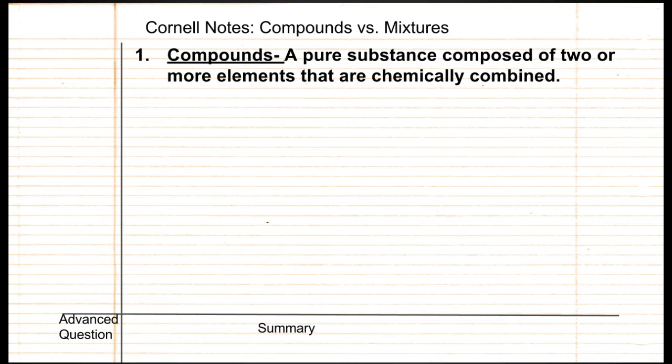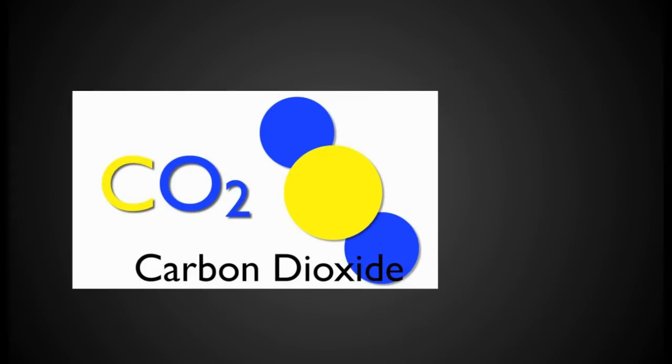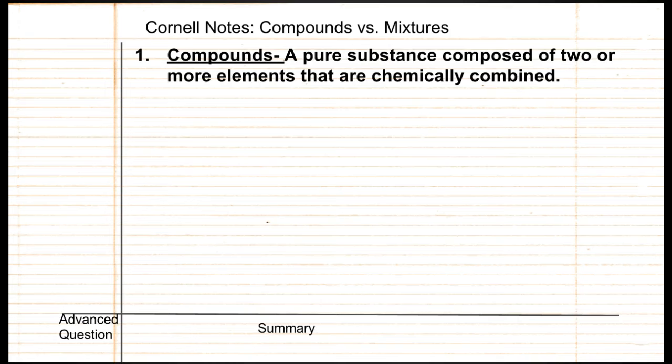Alright, let's look at some pictures. So these are elements that are combined. So they're chemical bonds, but they're also known as compounds. Some familiar compounds you might know is like table salt, which is a mixture of sodium. Another example of a compound would be water, which is a combination of hydrogen and oxygen. So when two elements combine, we call this a compound. Carbon dioxide is an example of a compound. It's a mixture of carbon and oxygen. Alright, let's move on to number two.